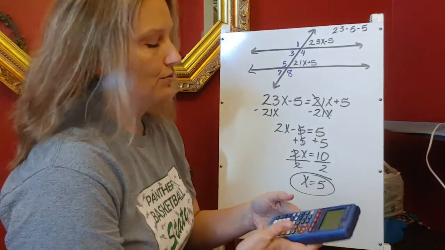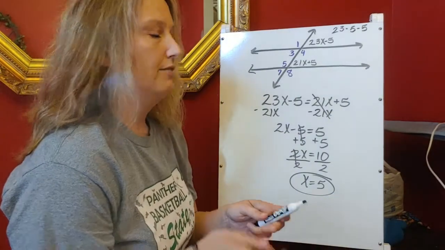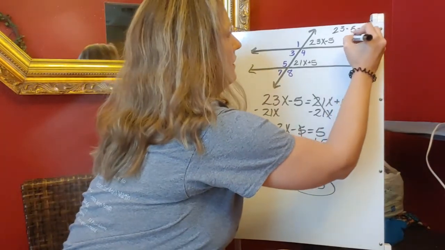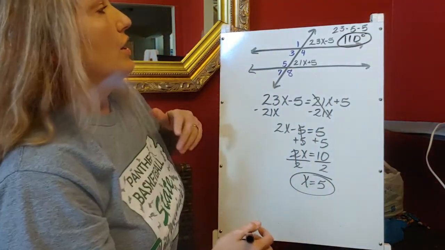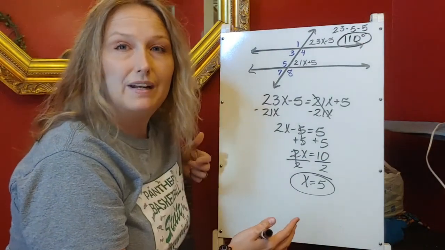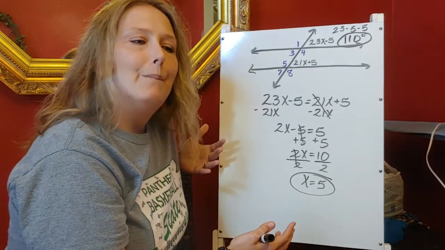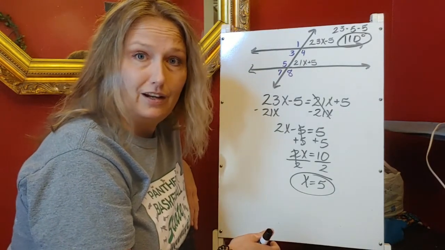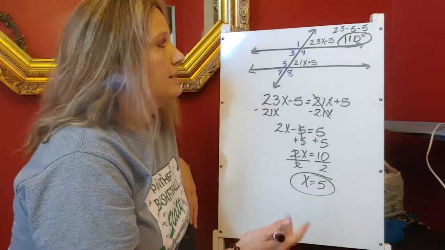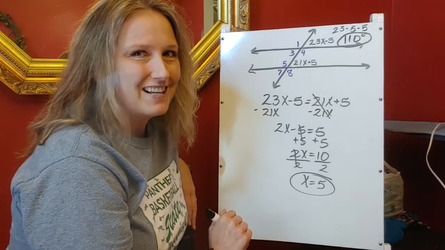I'm going to type that in, 23 times 5 minus 5. And I get 110 degrees. I know it may not look like it because that looks like an acute angle, but you know not to trust my drawings. They're not ever good. So that's 110 degrees. Even though it doesn't look like it, my expression says it is.